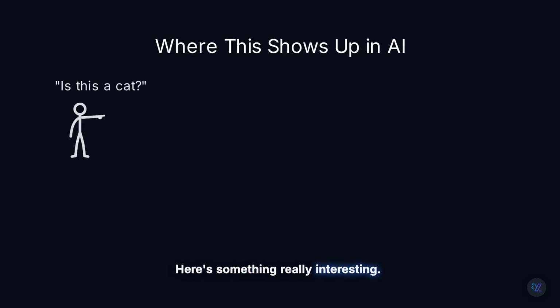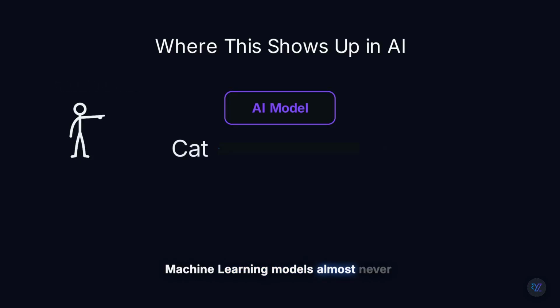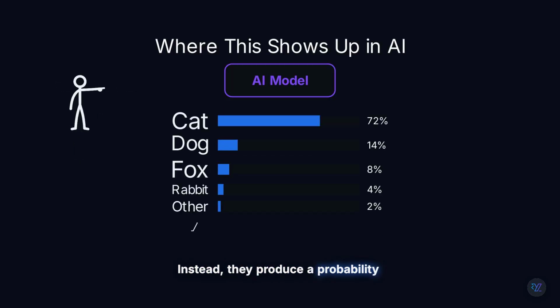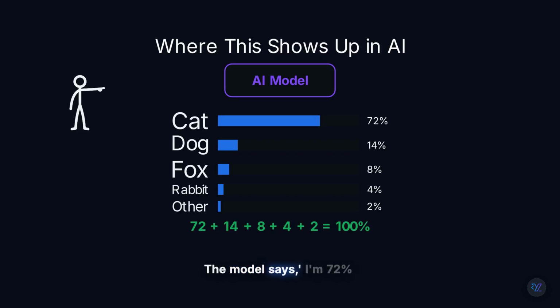Here's something really interesting. Machine learning models almost never say, this is a cat. Instead, they produce a probability distribution. The model says, I'm 72% confident it's a cat, 14% it's a dog, 8% it's a fox. Notice something? They still add up to 1, exactly like every probability distribution should. So every time you use ChatGPT, or Google Lens, or an image classifier, there's a very good chance a probability distribution is working behind the scenes.